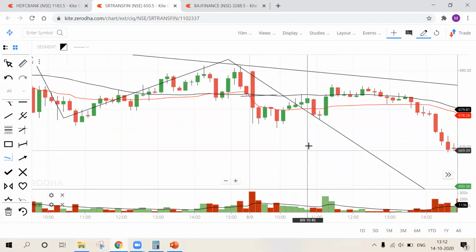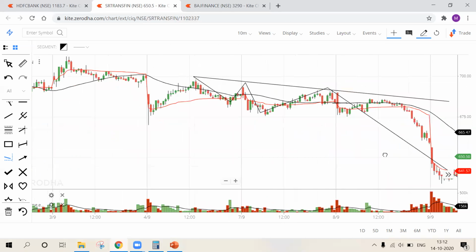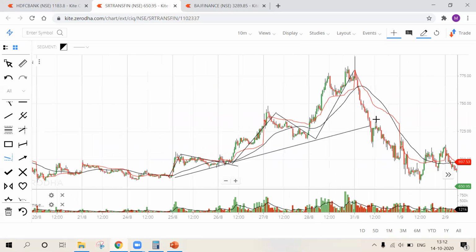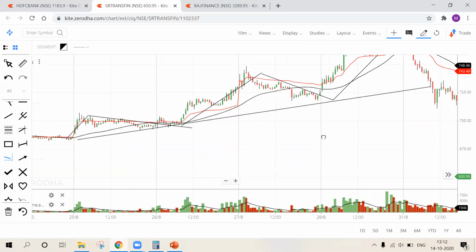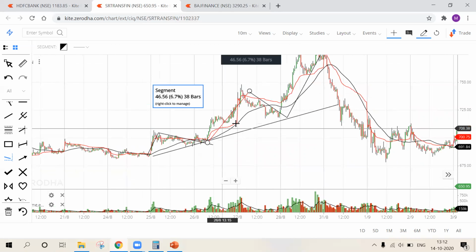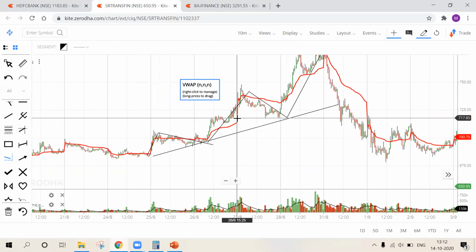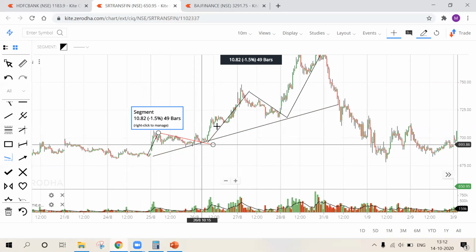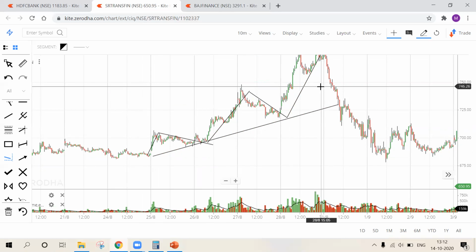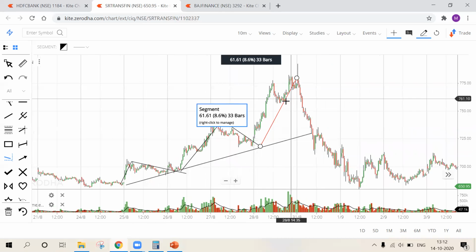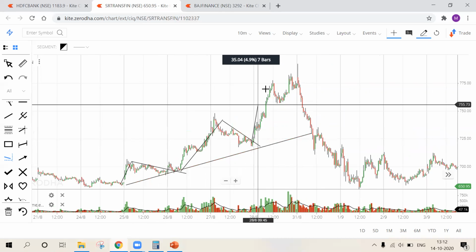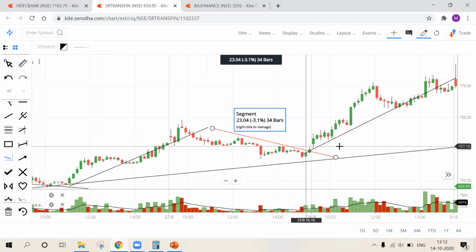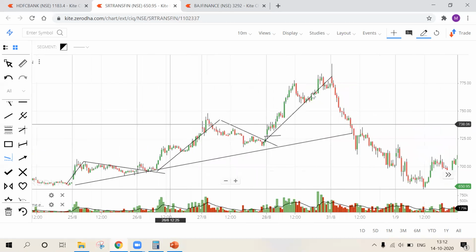Okay. Now look at the fall. Now let's search for other examples. Okay. Look at this scenario. This is the first rejection. This is the second rejection. And this is the third rejection. Look at the move. The third rejection is huge. So you need to wait for the higher high formation and make entries there. Simple.